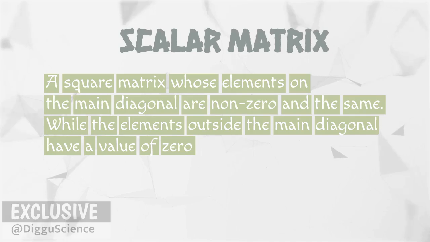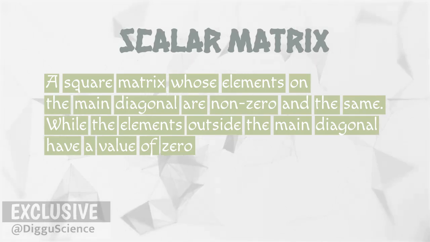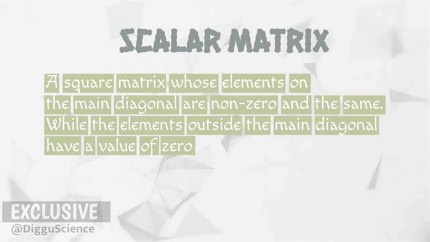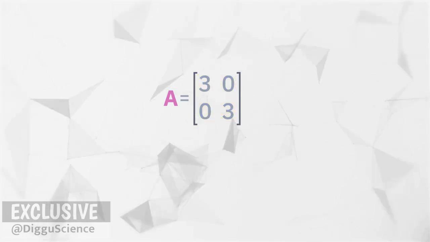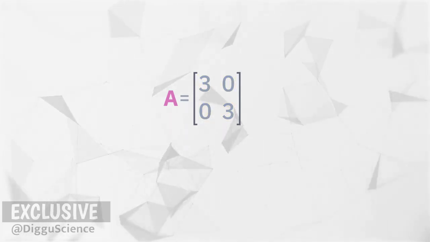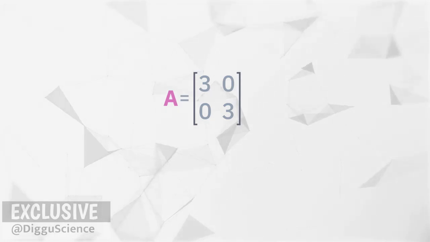A scalar matrix is a square matrix whose elements on the main diagonal are non-zero and the same, while the elements outside the main diagonal have a value of 0. For example, matrix A has 4 elements. These 4 elements are arranged in 2 rows and 2 columns. This means that matrix A is a square matrix.